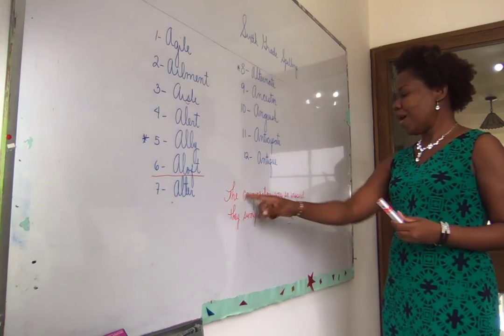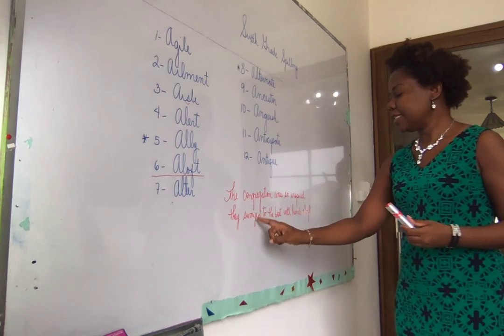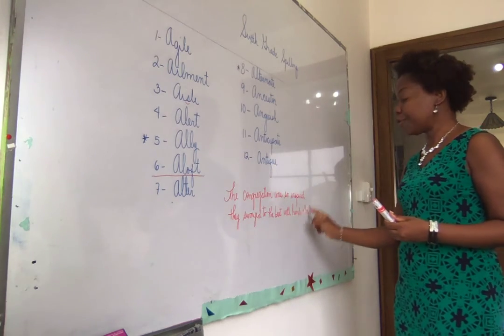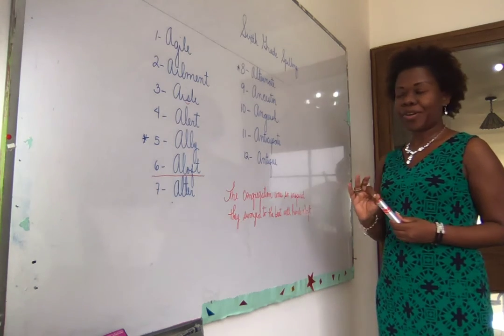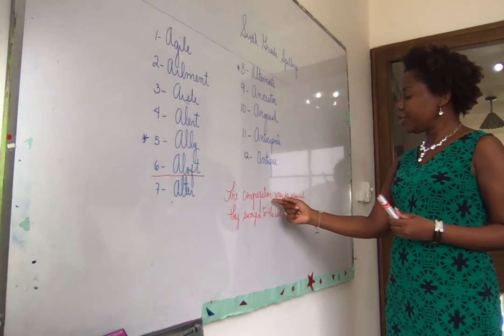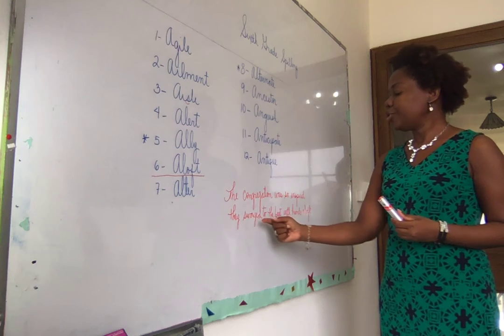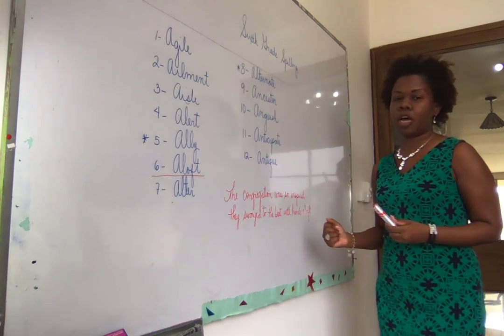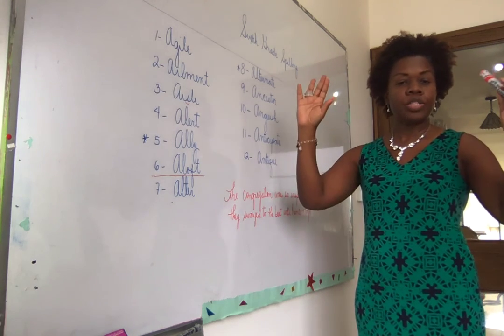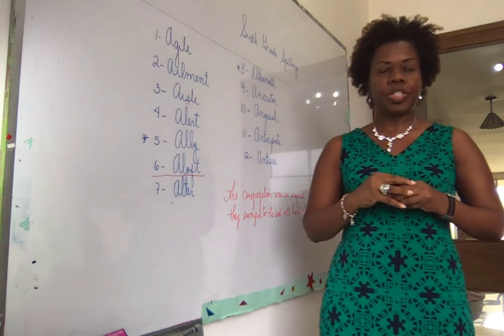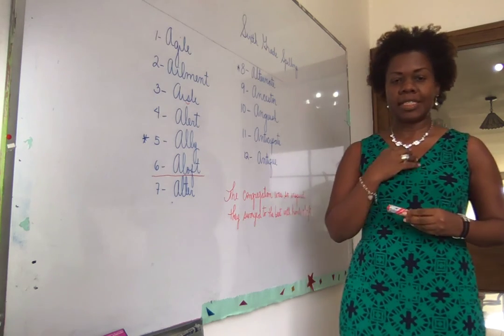Let's count. 1, 2, 3, 4, 5, 6, 7, 8, 9, 10, 11, 12, 13. Perfect. 13 words. The congregation was so inspired, they swayed to the beat with hands aloft. Hands aloft means their hands were raised. Kind of like what you see in a lot of churches these days.